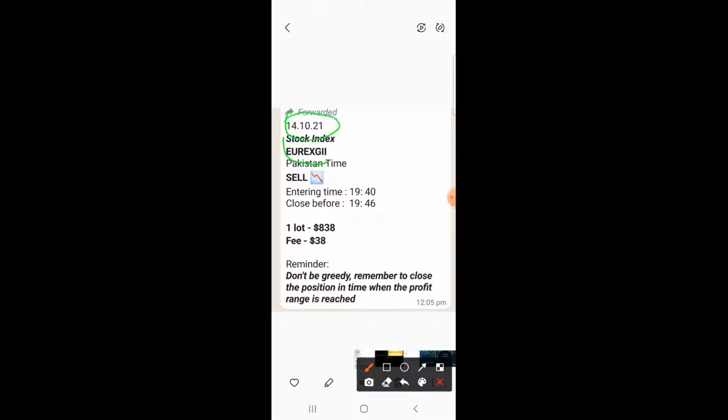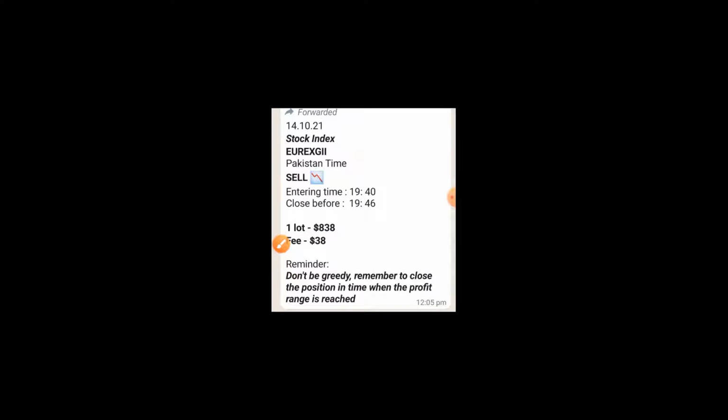Today's date is 14th October 2021, and the currency pair is EURJPY. You must note one more thing here: it's a sell trade. As you will see here, sell and time. Enter time 7:40 and close time 7:46.